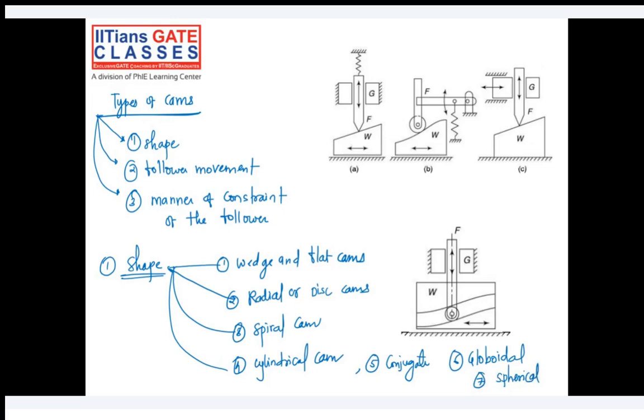First one is a wedge and flat cam. So you can clearly see here, this is your cam, which is shaded here. In figure A and B, you can clearly see the cam has a wedge, which is written as W here. And here we can see it is having a translatory motion. So as I said previously, it can be rotating or translatory. In this case, it is having a translatory motion.